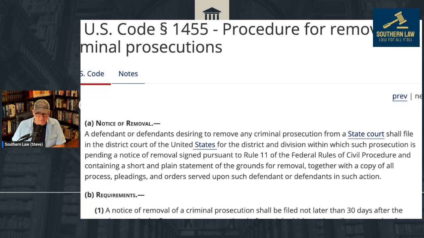And it's different than removal in a civil case, where the case gets removed and there's a stay in the state court when that happens. That's not how it works in criminal court. And that's not what I would have thought until I read this, because I don't do criminal defense in federal court. So let's take a look.